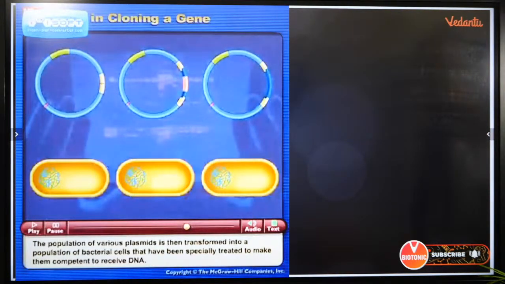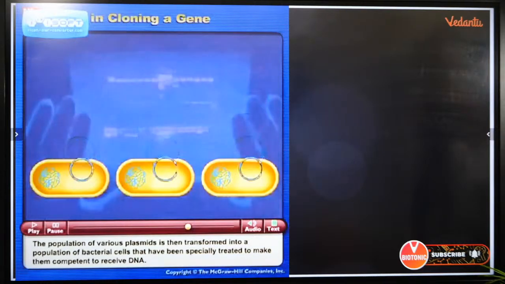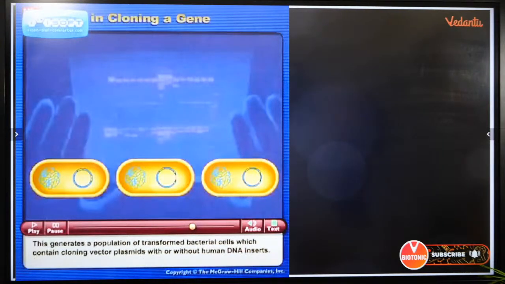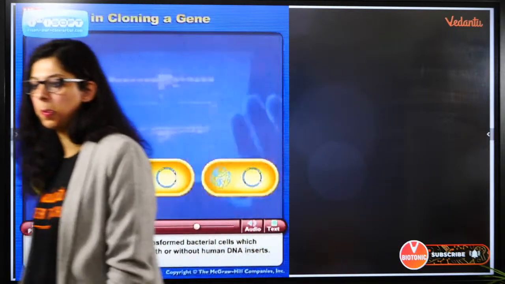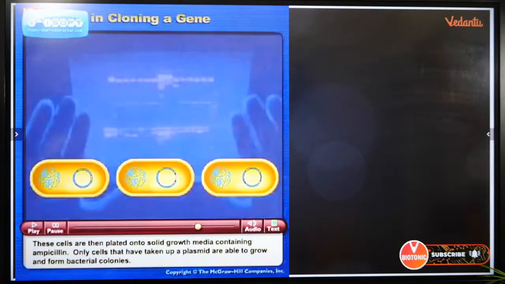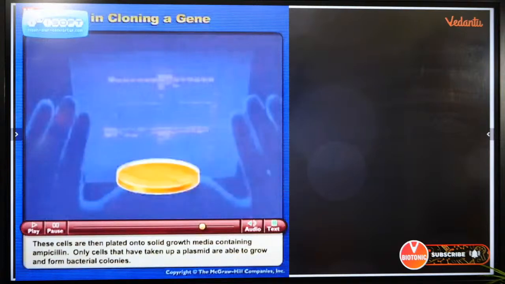The population of various plasmids is then transformed into a population of bacterial cells that have been specially treated to make them competent to receive DNA. This generates a population of transformed bacterial cells which contain cloning vector plasmids. These cells are then plated onto solid growth media containing ampicillin. Cells that have taken up a plasmid are able to grow and form bacterial colonies.